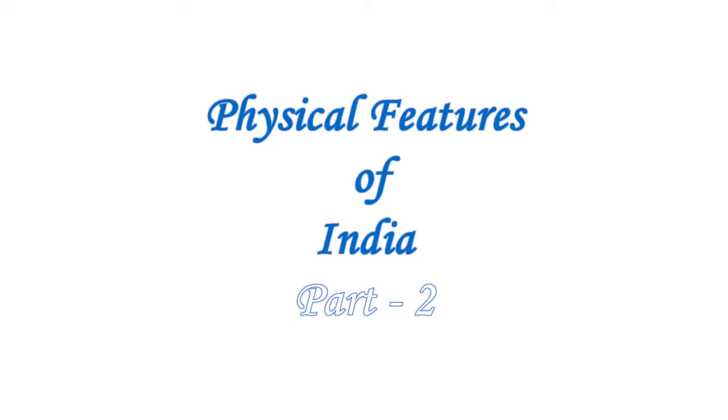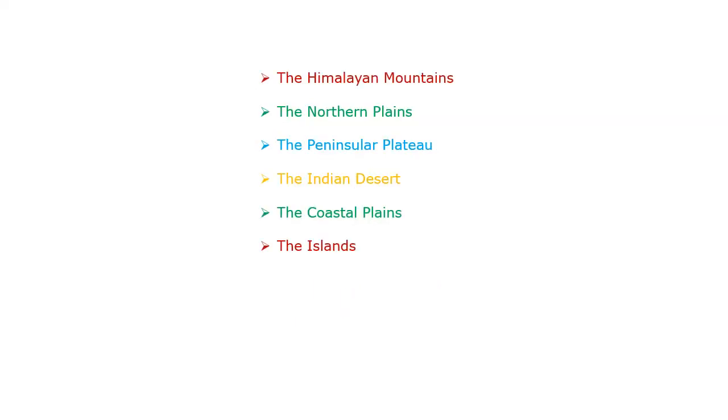So last video we discussed the physical features. In continuation to that, we are going to discuss the other physical features in detail. So what are the physical features of our country? Those are, as we said earlier, the Himalayan mountains, the northern plains, the Peninsula Plateau, the Indian desert, the coastal plains, and finally the islands.